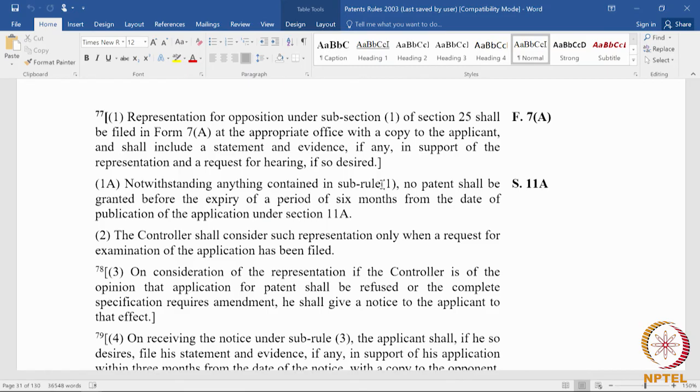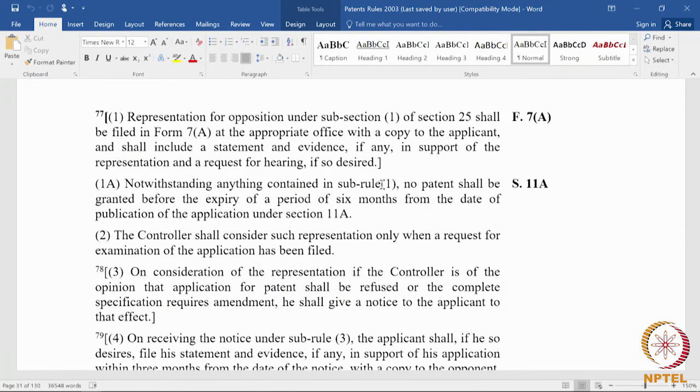Now, "with a copy to the applicant" can be understood as a copy to be sent to the applicant, or it could be understood as a copy for the applicant to be filed. If you look at Rule 55 before it was amended, we will find that a copy to the applicant refers to sending a copy to the applicant, because otherwise the Act would have mentioned "filed in duplicate", which means 2 copies, or "filed in triplicate", which is the normal practice.